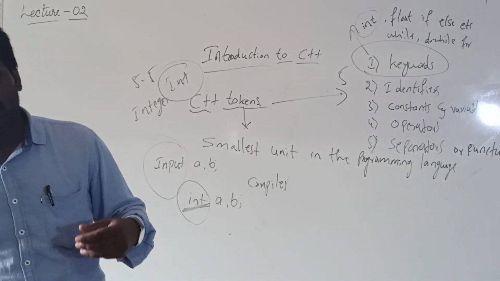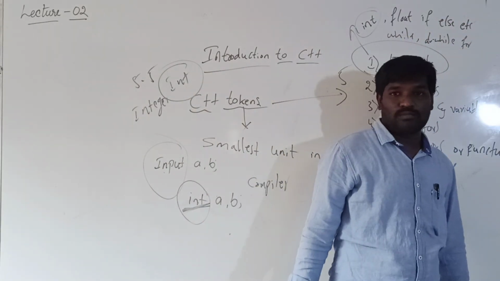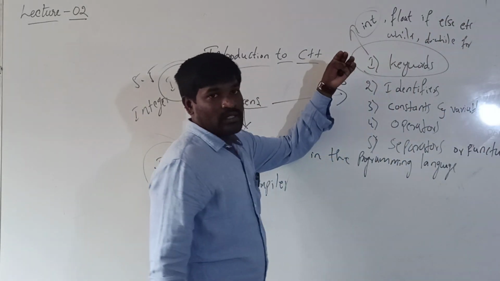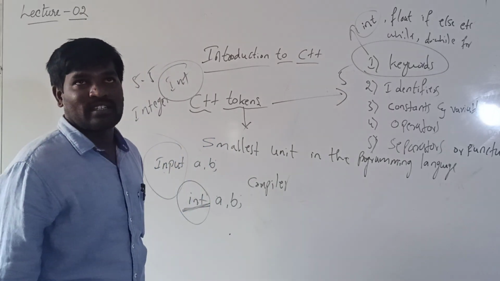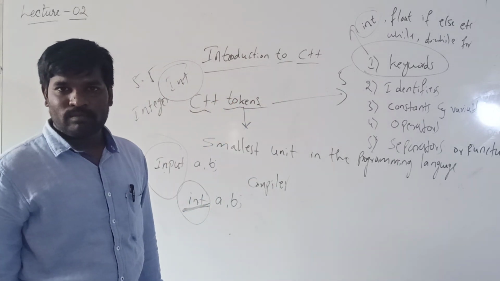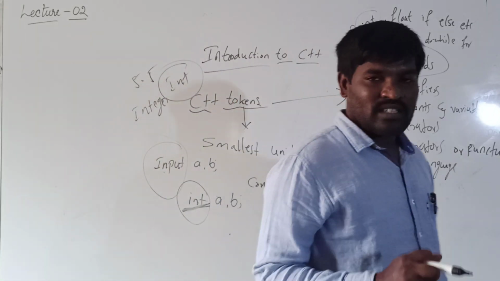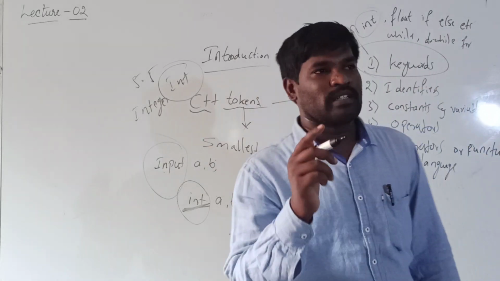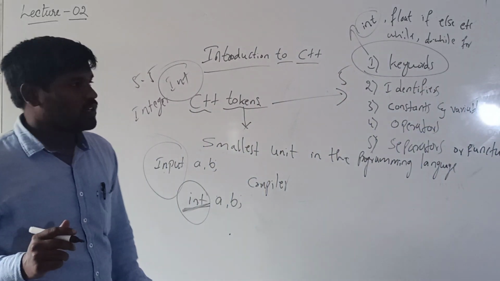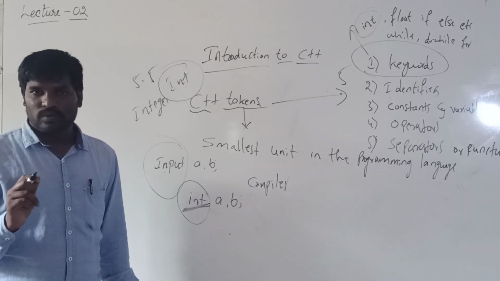If indicates testing the condition, else means if the condition becomes false, it will come to the else block. While is used to execute statements repeatedly, in the same way do while, and for loop. Okay, so keywords are sequences of characters which give special meaning to the compiler. Keywords are also called reserved words.